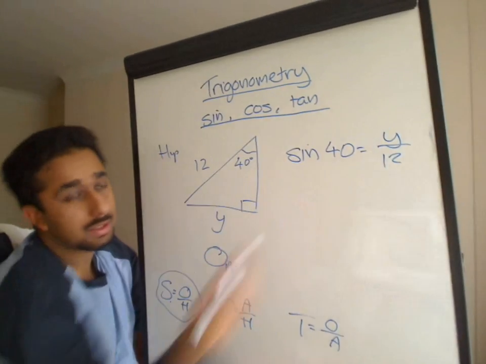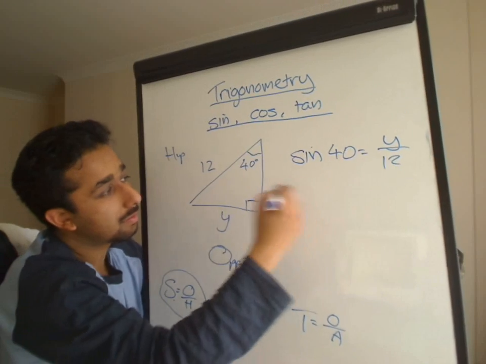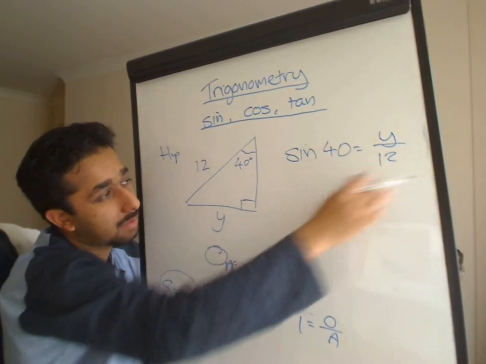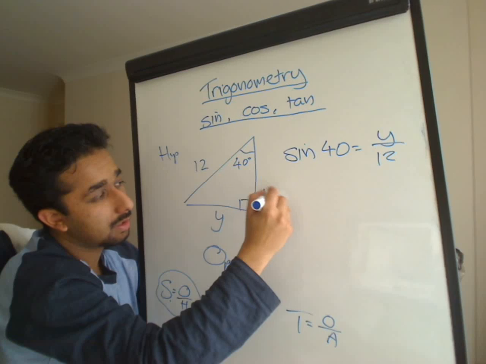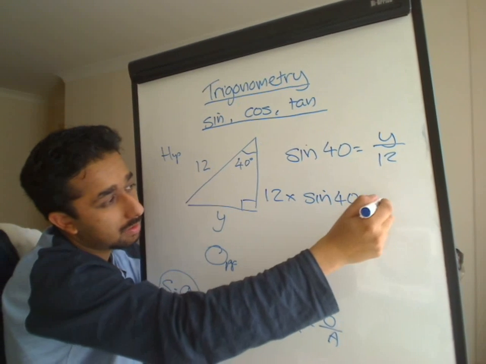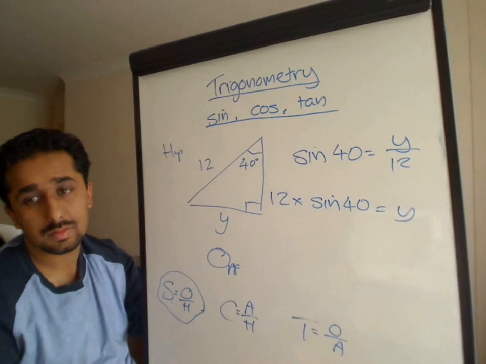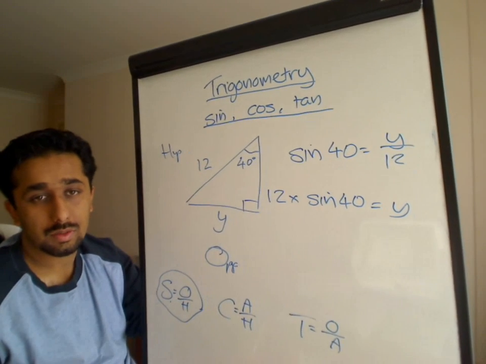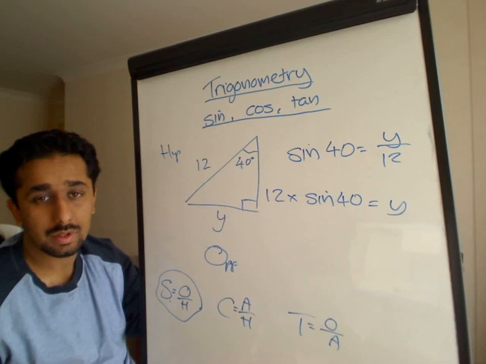I want to make y the subject. So I'm going to move that divide by 12 to the other side, it becomes a times by 12. 12 times sine 40 equals y. Let's do that.